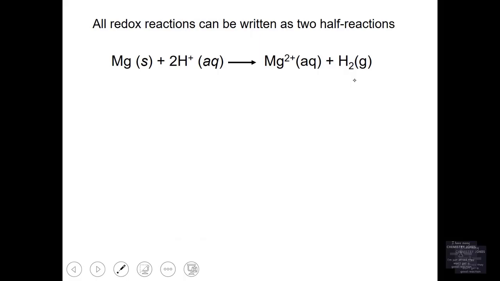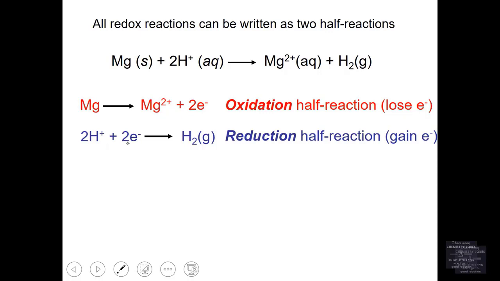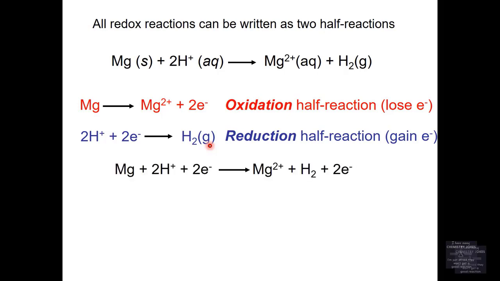So if we take a closer look at that same redox reaction, all redox reactions can be written as half reactions. If you include just the magnesium part, you get Mg yields Mg2+ plus 2 electrons. That is our oxidation half reaction. The oxidation half reaction always loses electrons. The reduction half reaction always gains electrons. So if we have the hydrogen part of the equation overall, that's the reduction half. If you sum those reactions together, your 2 electrons cancel out, and so that gives you your overall reaction. Electrons are never shown in the overall reaction.